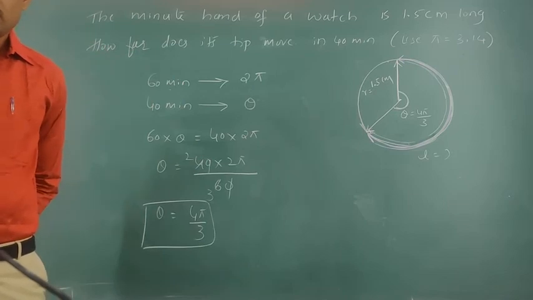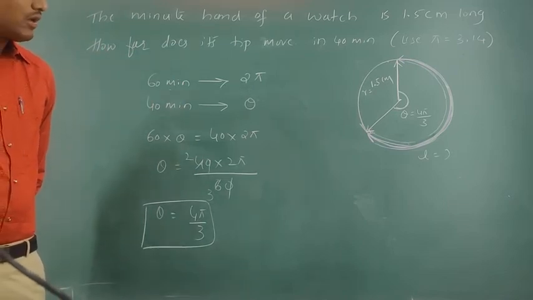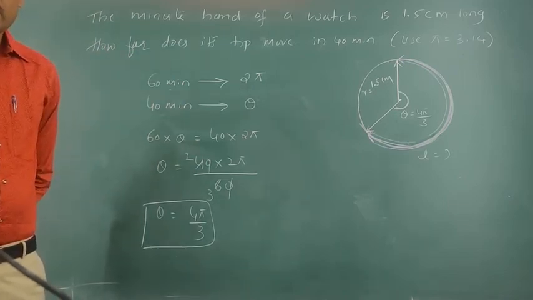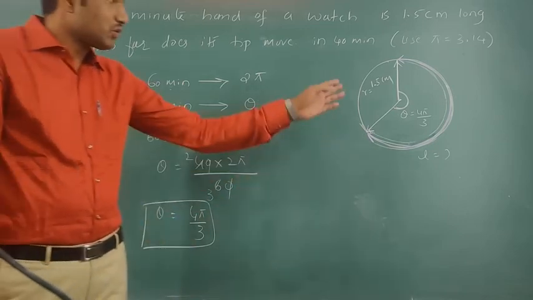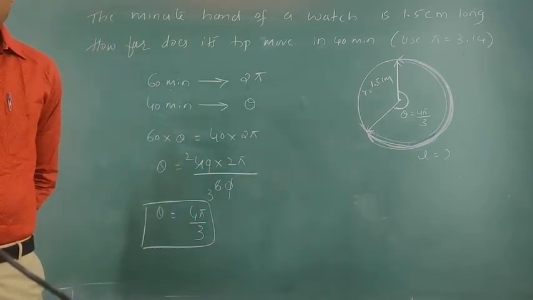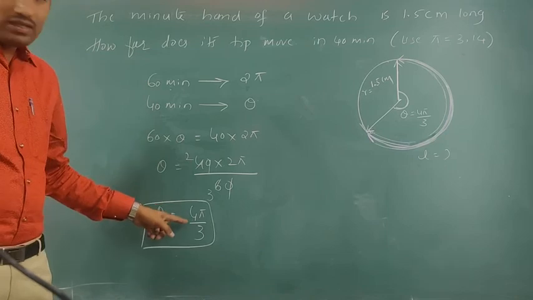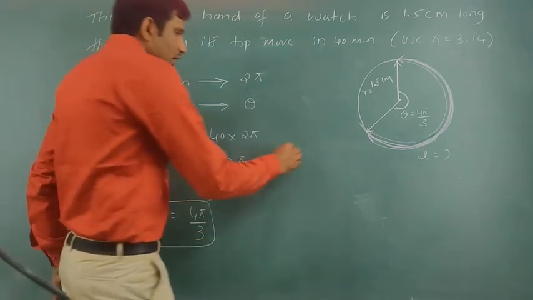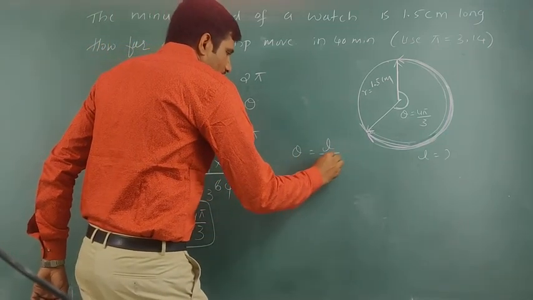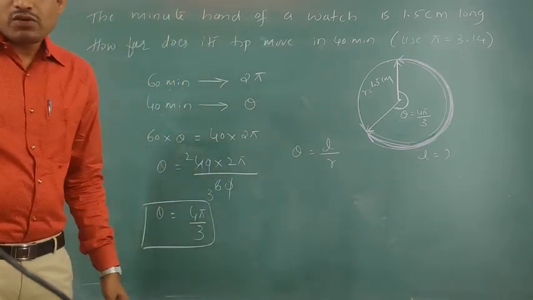Sir, you told us to use pi as 3.14. No, later we will see. In the end, while calculating, we will substitute pi as 3.14. So now, finding this angle theta, keep pi as it is. Now we know the formula: theta is equal to L by R.